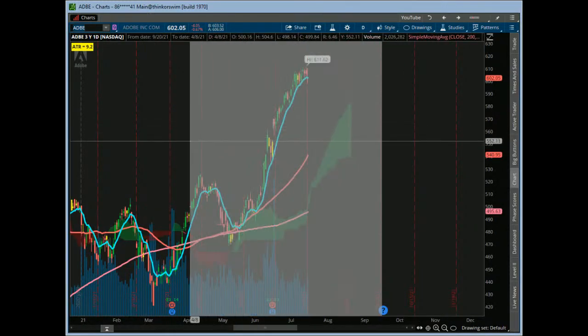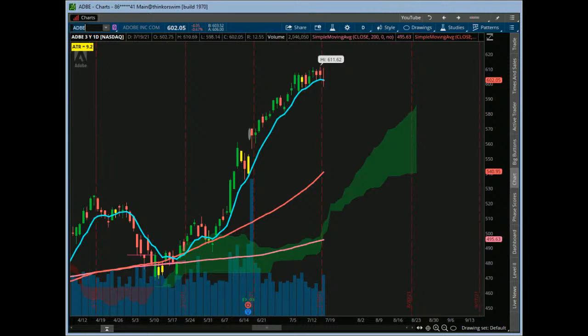But anyway, what do they do? Don't they just make Acrobat or something like that? Anyway, no, they make Photoshop and all that stuff too, right? Premiere and everything. So anyway, Adobe. Cool stuff there. See how it holds, right? See if we can push above today's highs and continue to make all-time highs.